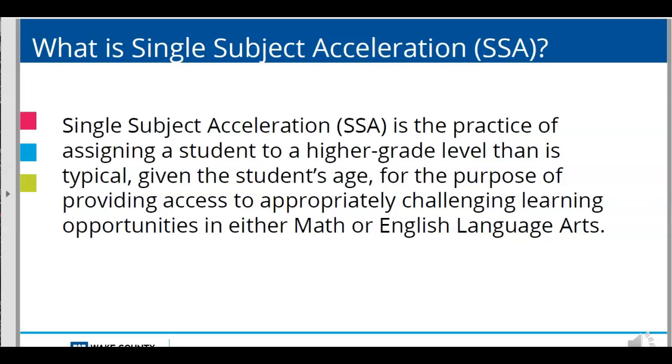What is SSA? SSA in a nutshell is basically skipping content. Right here in Wake County, we only offer it in ELA or math. This is basically for students who have already mastered grade level content.